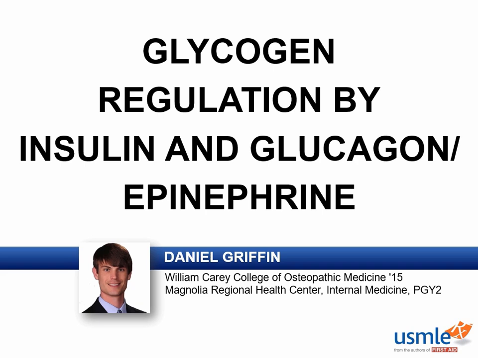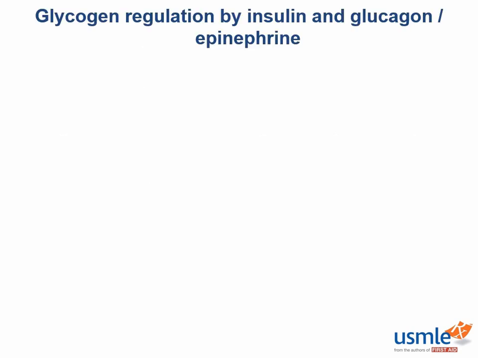Alright, now let's take a look at the regulation of glycogen. Insulin and glucagon are two important hormones that regulate the synthesis of glycogen in the fed and fasting states respectively. So let's go over each of these hormones now.